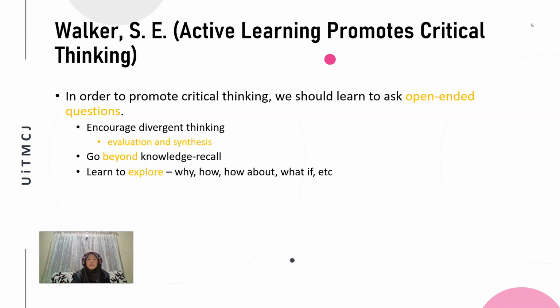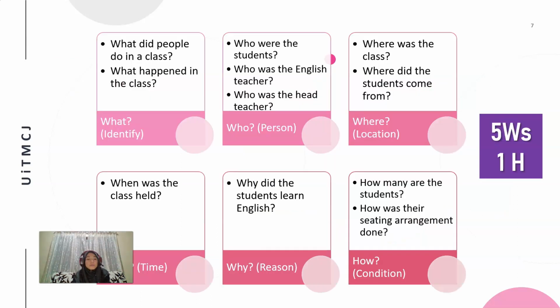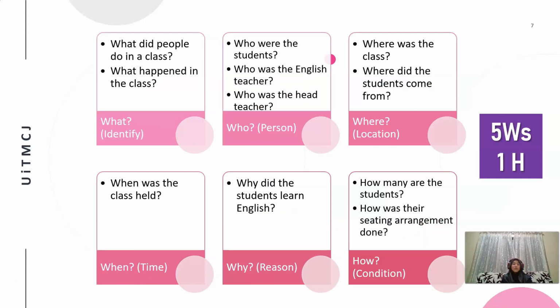Now we move to the next one, which is the method: asking open-ended questions. In our syllabus class, we will use the tool 5Ws and 1H, which is what, who, when, why, where, and how. Now we look at them one by one. What normally identifies something. For example, you ask a question such as, what did people do in a class? What happened in the class?